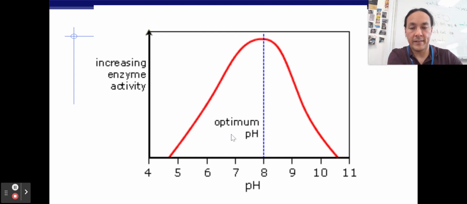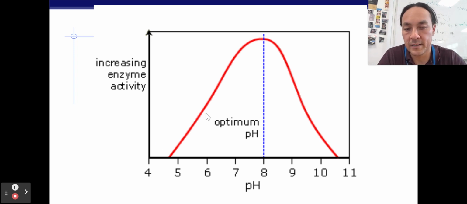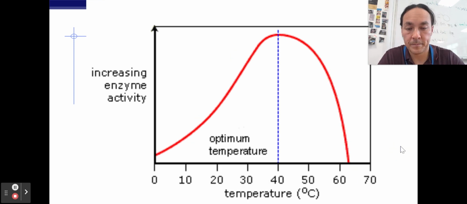So here we have an example of pH. This enzyme works best at a pH of 8. Enzymes often work best at neutral pH because that's the majority of things in our body, but not always. For example, an enzyme that works best in your stomach might be an enzyme that works in an acidic pH level. An enzyme that works well in your intestine might work well at a basic pH level.